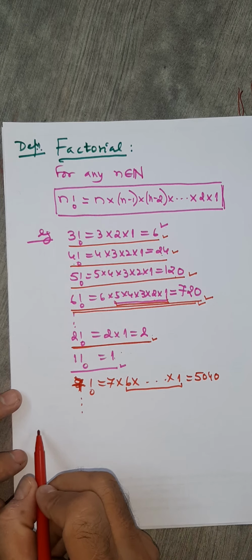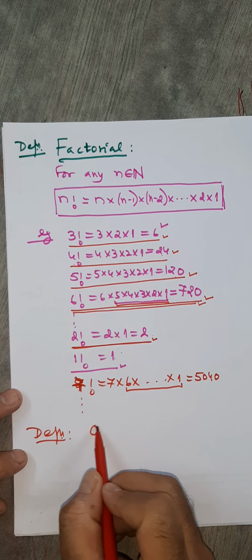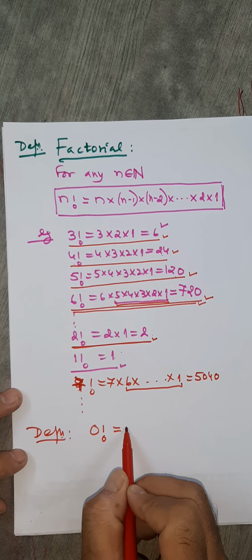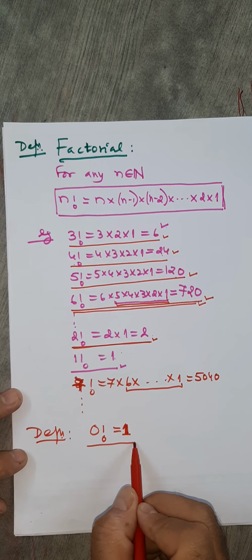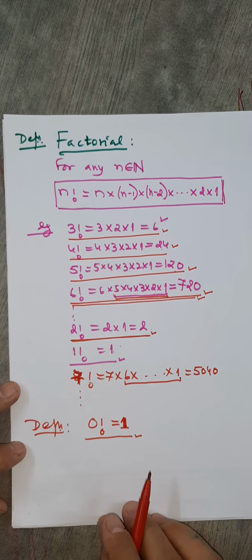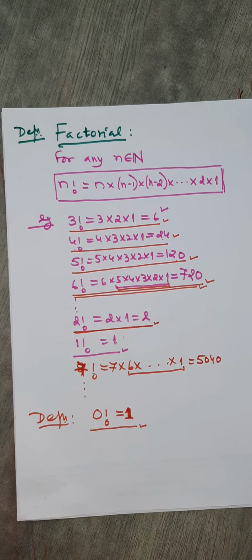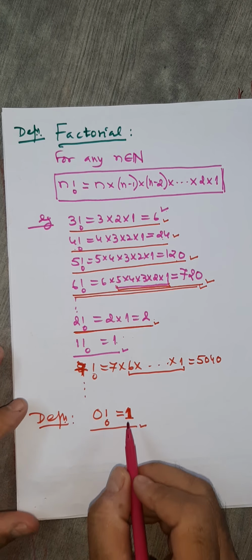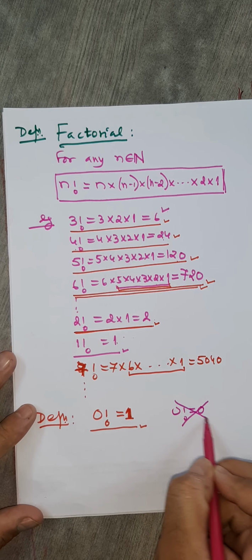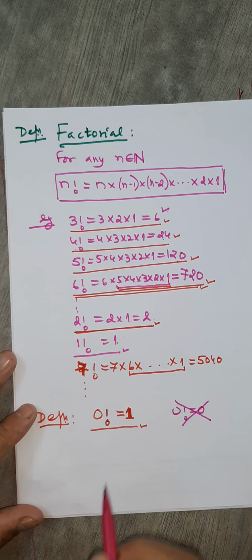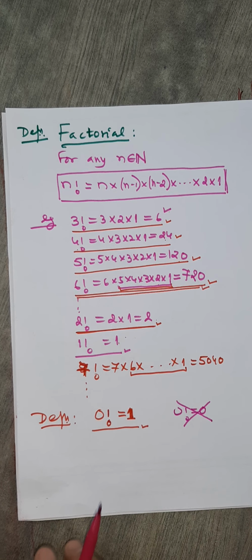Now one more here. We write the definition. Here the definition of 0 factorial is 1. It can be proved also, and I'll prove it if I get the chance. But we define it here; this can be taken as a definition, remember. 0 factorial is 1. 0 factorial equal to 0 is not correct. 0 factorial is 1, remember.